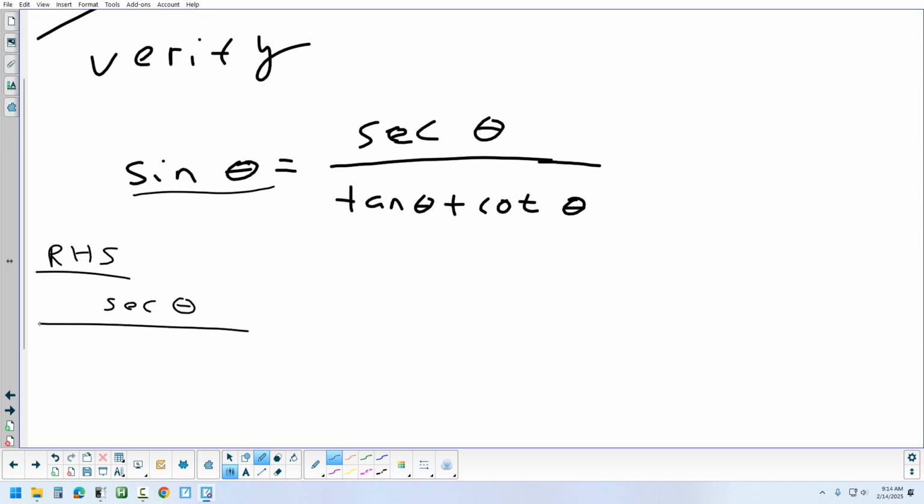Secant over tangent plus cotangent. Okay, the other thing about identities is there's often more than one way to do it. Somebody may start with a certain step, you may start with a different step, and you could still end up with the same result. The goal is to try to find the most efficient way to do it. That would be nice. But as long as we simplify this and end up with sine, then that's the goal.